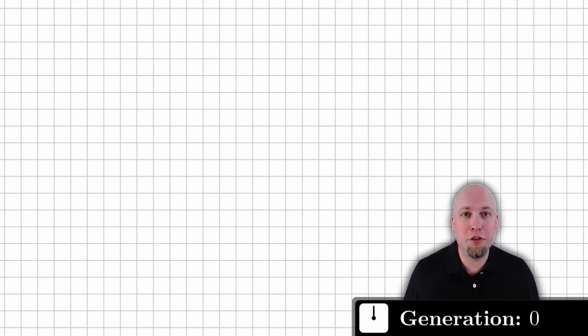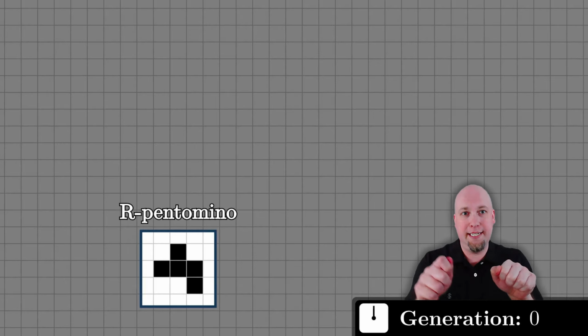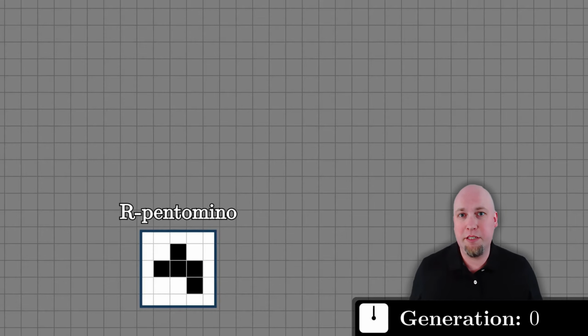Before we can talk about Herschel tracks, I've got to tell you what a Herschel itself is. And before I do that, I want to show you how it can arise naturally from other objects. So let's start off with this 5-cell configuration right here, which is called an R pentomino. Pentomino just means 5 cells connected orthogonally to each other, and it's called the R pentomino just because it kind of looks like a lowercase r.